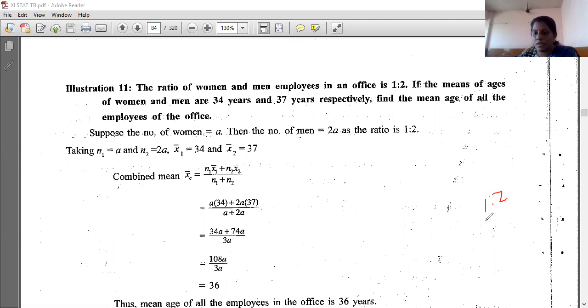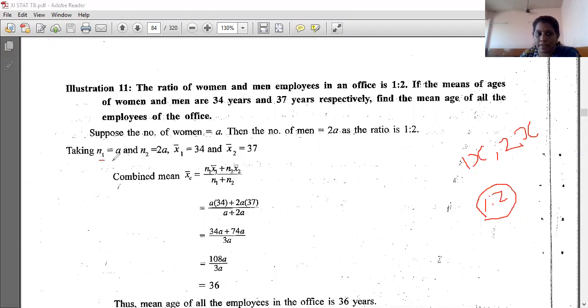1:2 is given. So whenever a ratio is given, what are you using? 1x, right? Removing the ratios, you will be using x, 1x and 2x. So here the men and women are given in the ratio 1:2. So you can write for the number of women, n1 is 1x, and the number of men, n2 is 2x. Like this you can write.